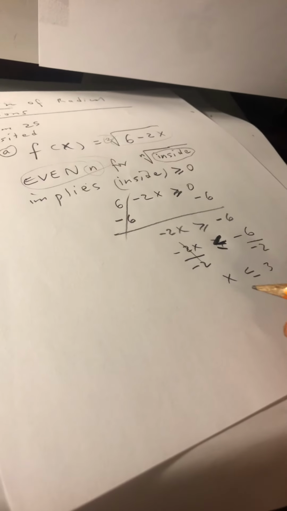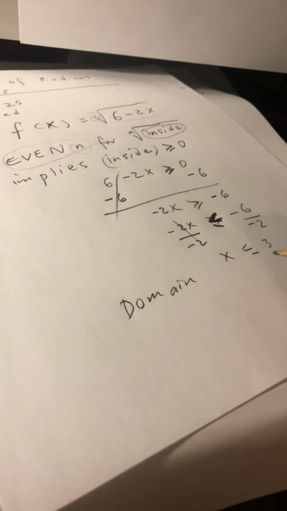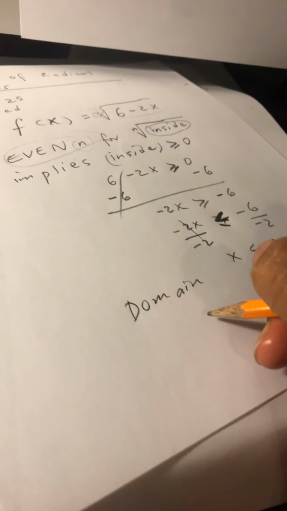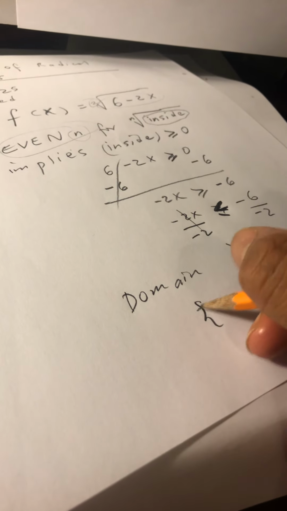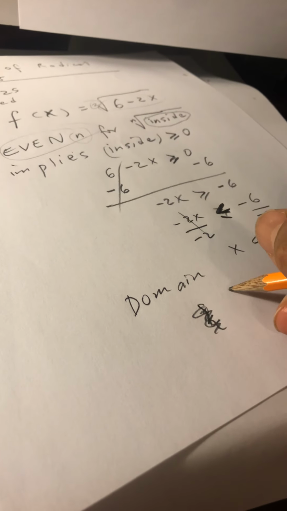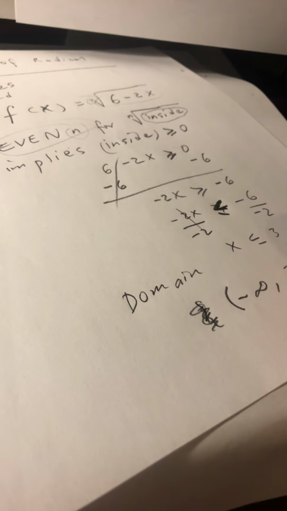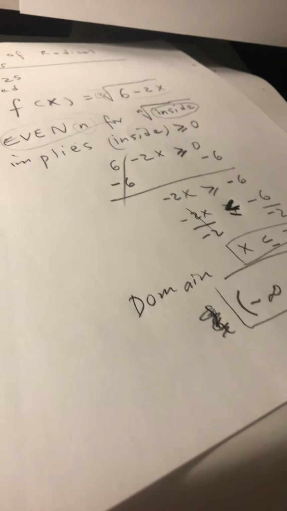Anyway, this is the domain: x is less than or equal to 3. And in interval notation, the domain would just be negative infinity all the way up to 3. So this is the domain. This can be written like this. It can be written like that, all right?